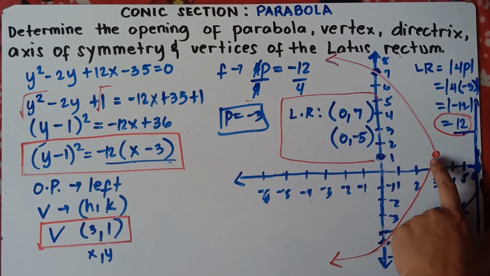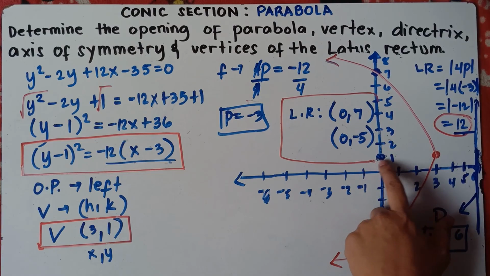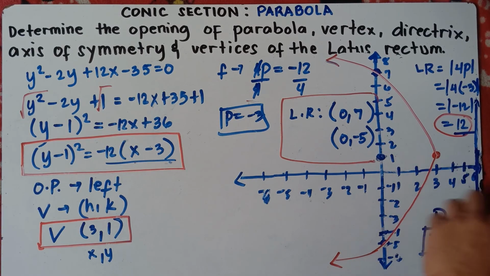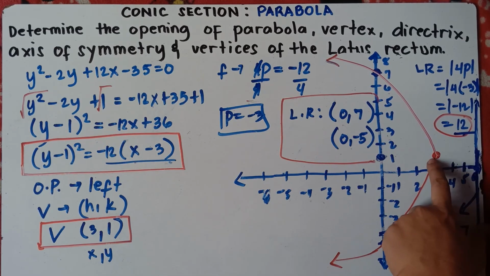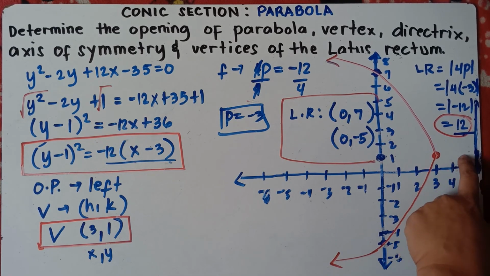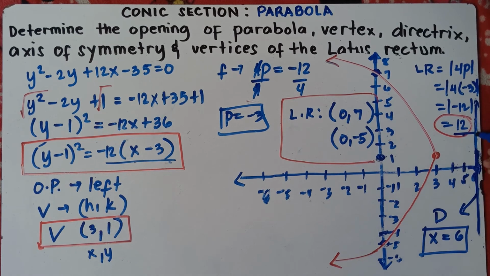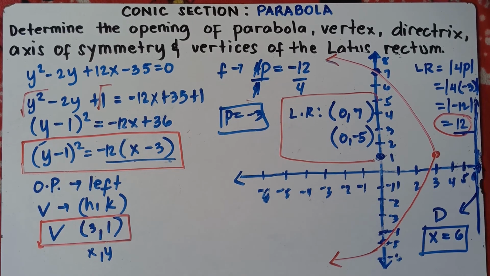Once again, for the focus, you move 3 units to the left. 1, 2, 3. To get the directrix, you move 3 units to the right. So 4, 5, starting from 3. So next will be 4, then 5 will be 6. And you align at this given horizontal line, which is positive 6. That's why you have x equals 6.